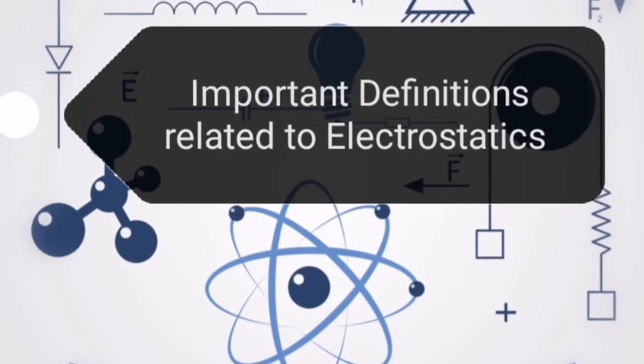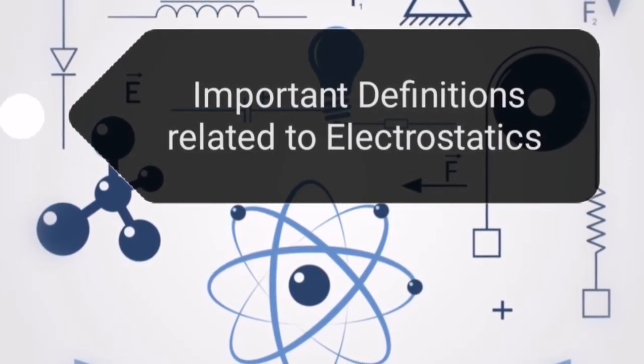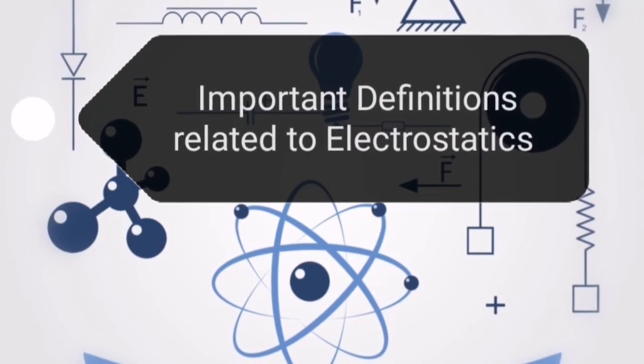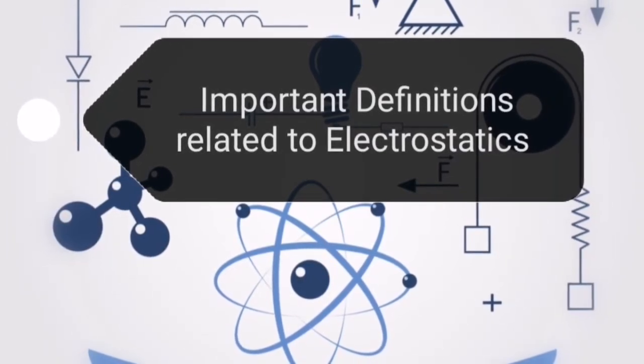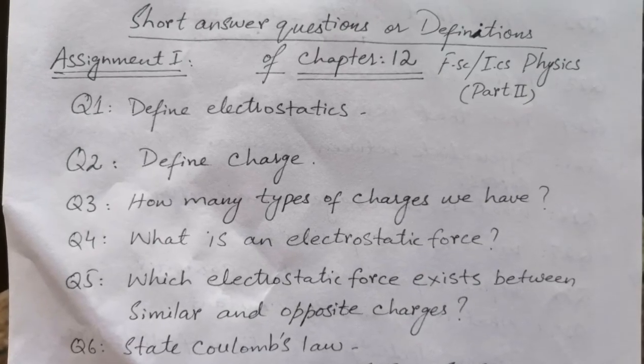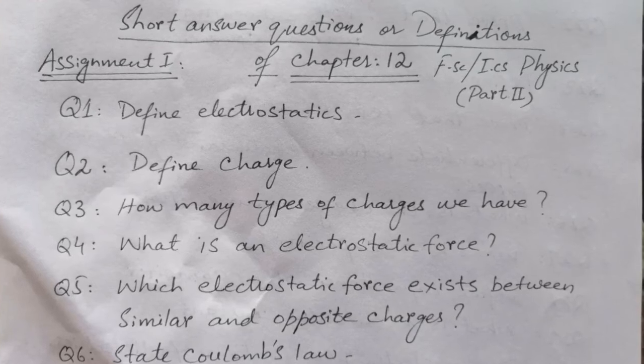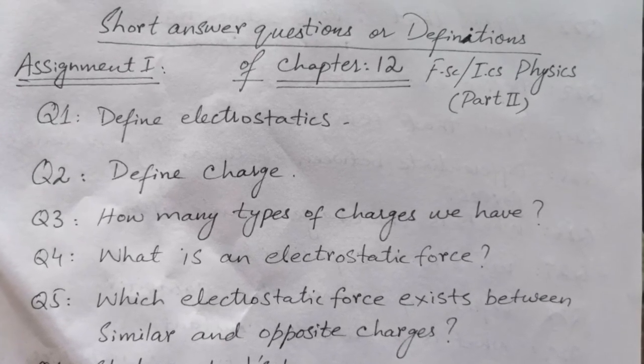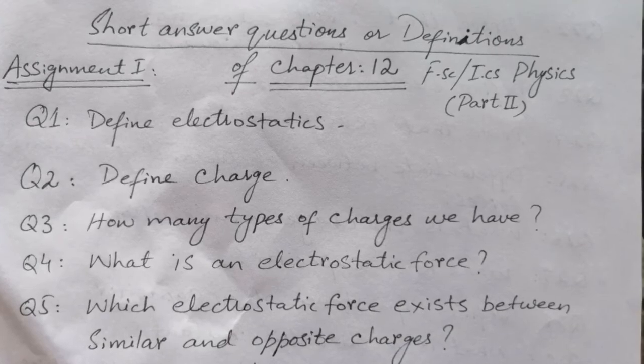Now students, as you have completed your whole chapter of electrostatics, so I am giving you an assignment of important definitions related to electrostatics. So you have to complete this assignment on time. You have to answer all these questions. Define electrostatics, define charge, how many types of charges we have, what is an electrostatic force, which electrostatic force exists between similar and opposite charges.